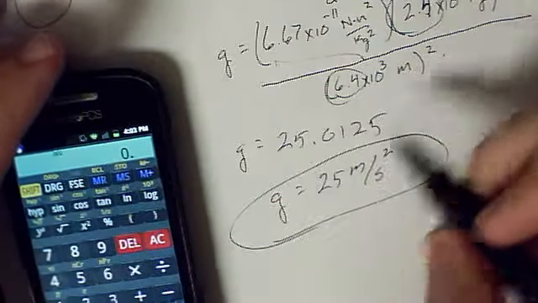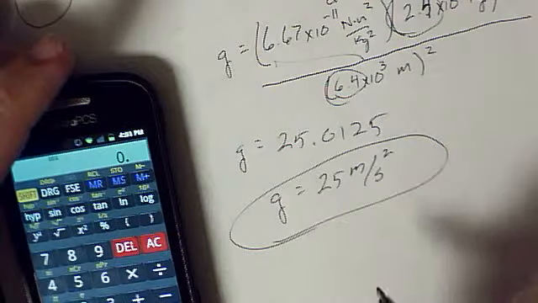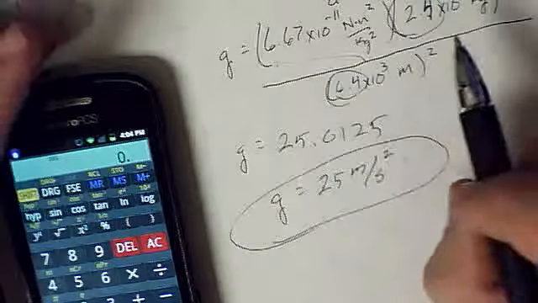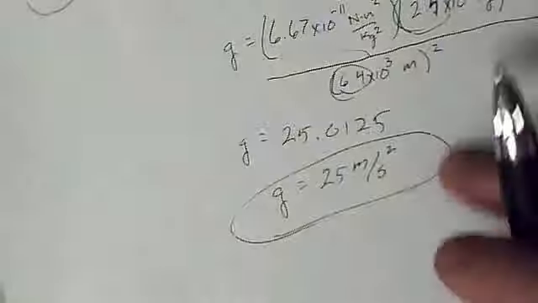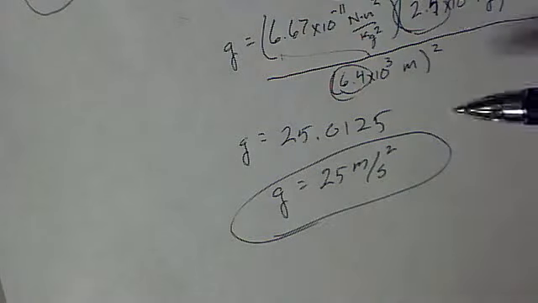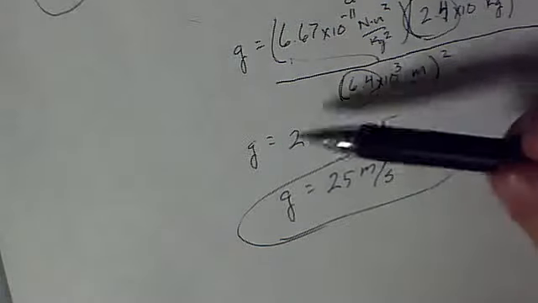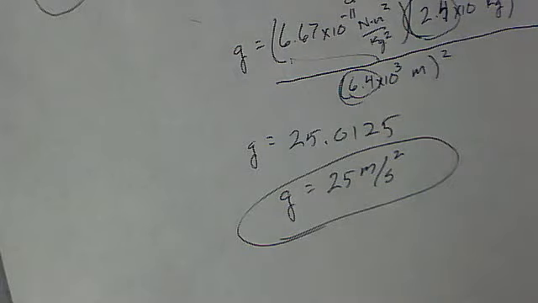And it kind of makes sense because you're much closer to the center, so your distance is a lot smaller. So since your distance is a lot smaller, you're going to have a much greater force of gravity, and therefore you will have a much greater acceleration due to gravity.